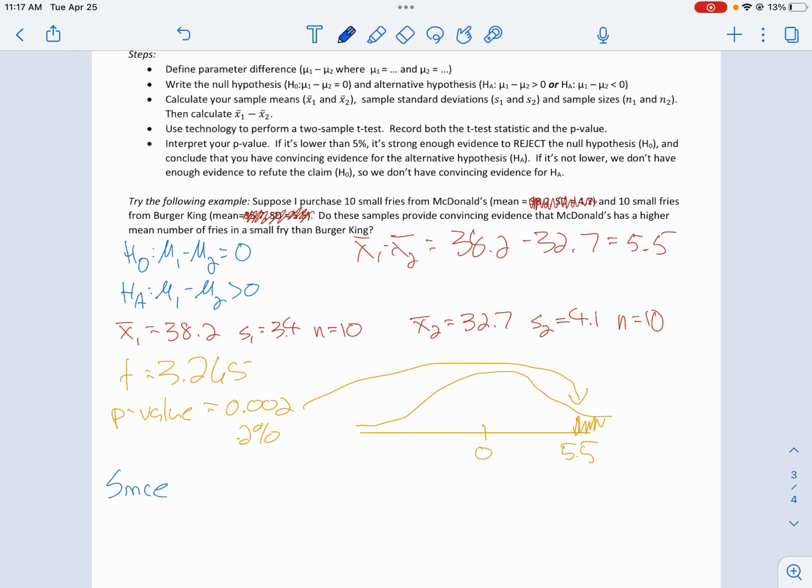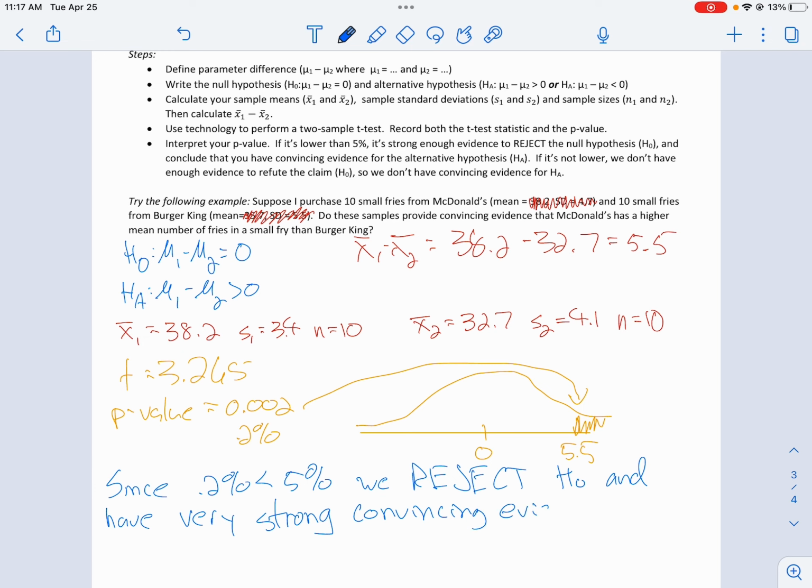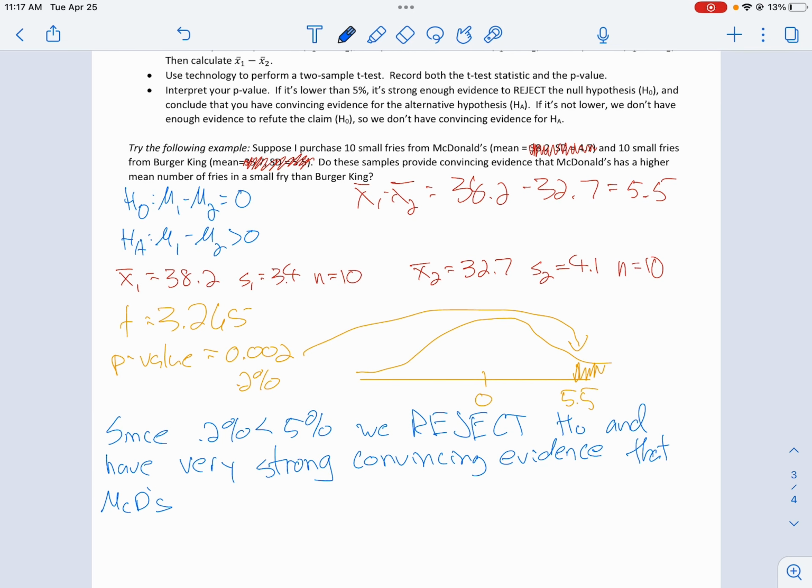So since 0.2% is less than 5%, we reject H0 and have very strong, add a little extra emphasis there since it's so low, convincing evidence that McDonald's small fry has more fries than Burger King's. And there you go. There is your sample.